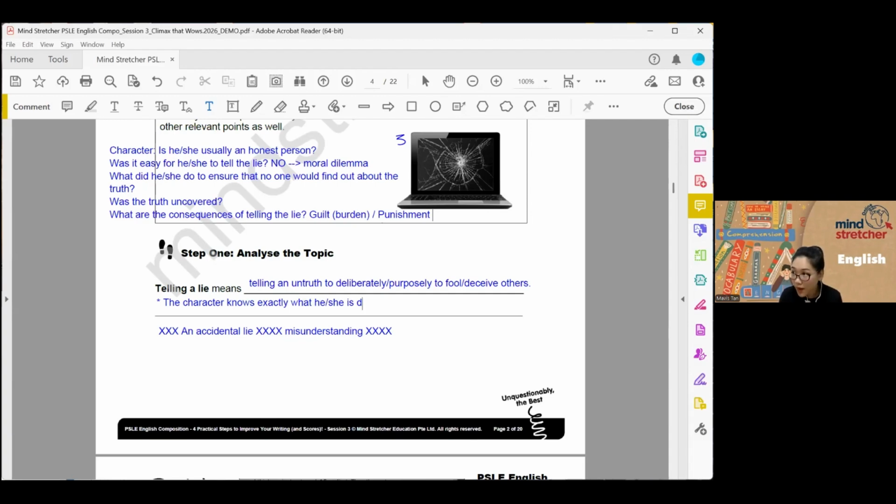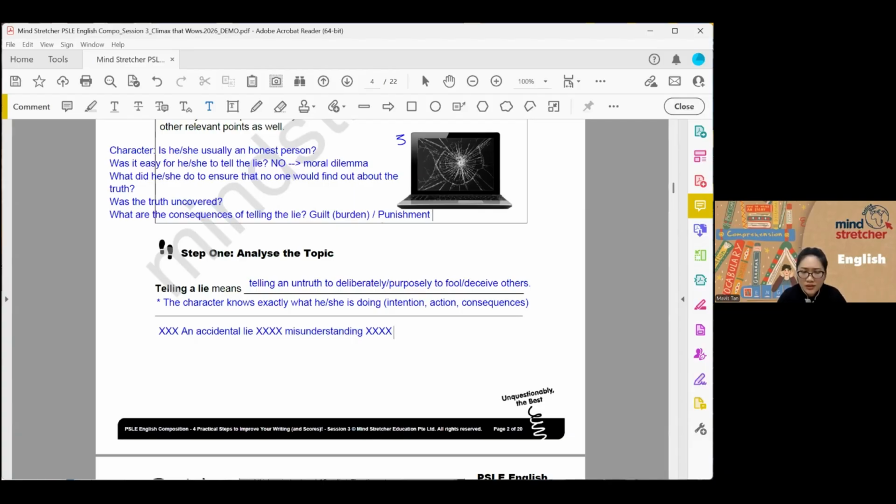And I tell you why. Your character needs to know exactly what he or she is doing. Because then you'll have intention, action, consequences. Because if your character is just very blur, huh? I didn't know it. And then just starts something. Can we blame someone like that? We can only say you are not very aware. The end. So an accidental lie and a misunderstanding cannot give you the plot you need to develop.